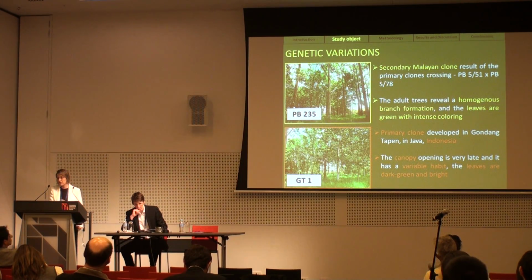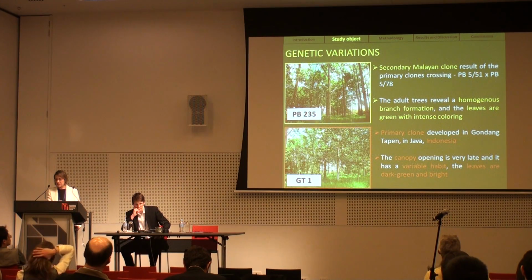and the adult trees reveal homogeneous branch formation, and the leaves are green with intense coloring. The GT1 clone is a primary clone developed in Indonesia. The canopy opening is very late and it has a variable habit. The leaves are dark green and bright.